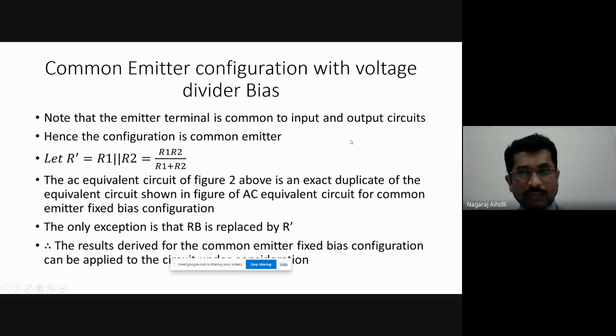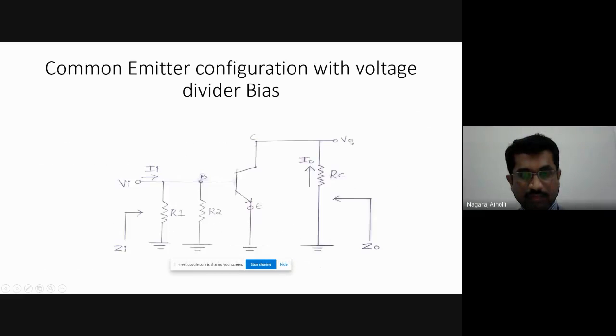Emitter terminal is common to input and output circuit. It is much clear from this AC equivalent circuit. Emitter terminal is common to input portion and output portion of the circuits, and hence it is common emitter configuration. Voltage divider bias with common emitter configuration, or common emitter voltage divider bias configuration.